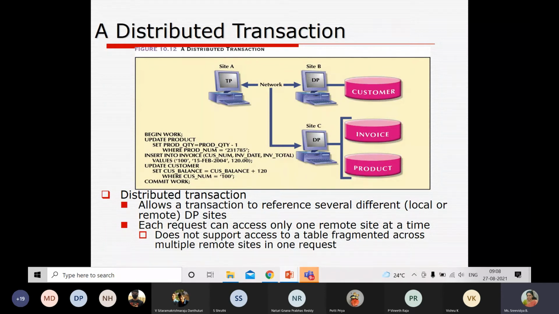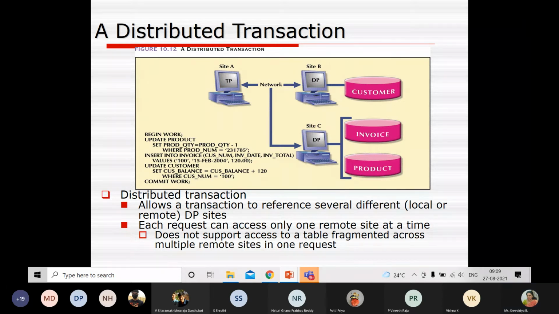So your query needs to be updated in two different sites. When the commit operation comes, it will check whether site B and site C both have done transactions on customer or not. If both have done it, then we will say the transaction is completed. So it always depends upon how you have kept your data.